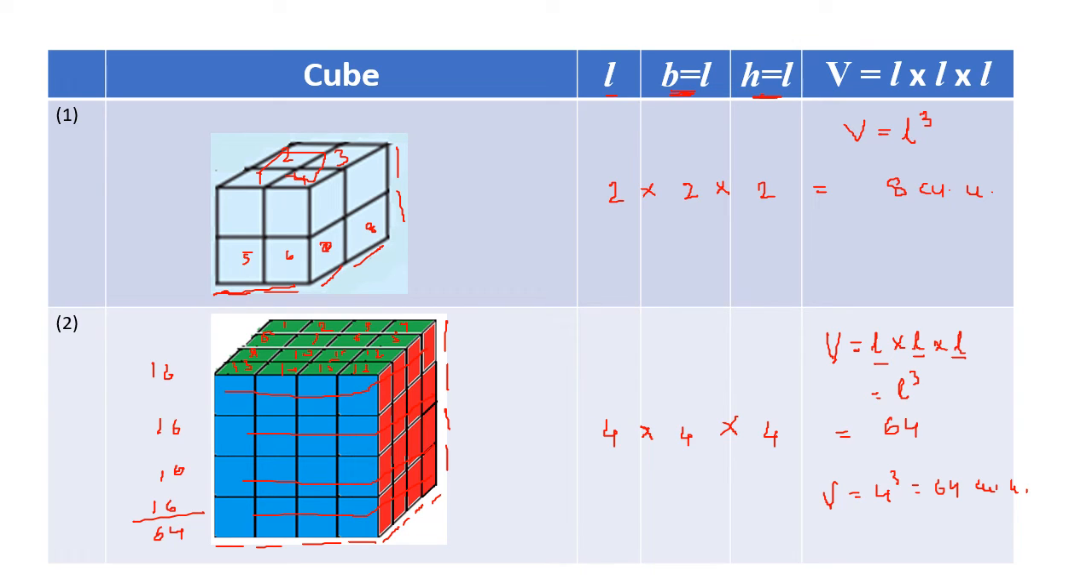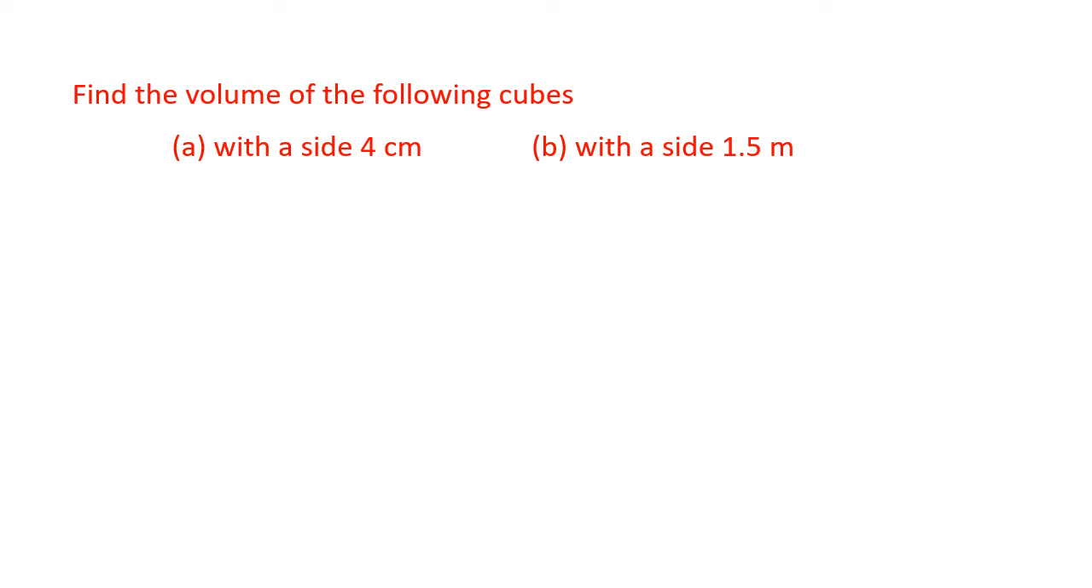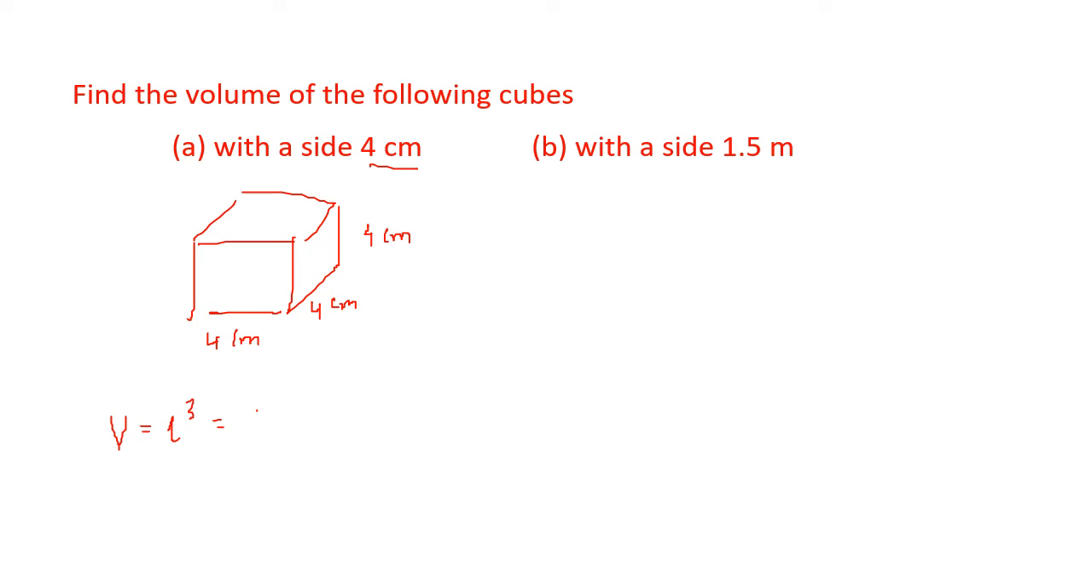We have tried a few sums, let us try a few more. Find the volume of the cube with side 4 cm. So what is given to us? A cube whose side is 4 cm, means length is 4 cm, breadth is 4 cm, height is 4 cm. The formula for the volume of the cube is equal to L cube, that is 4 cube, or write it as 4 into 4 into 4. 4 4s are 16, 16 4s are 64. So 64 centimeter cube or cubic centimeter.